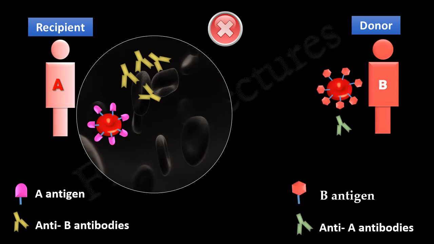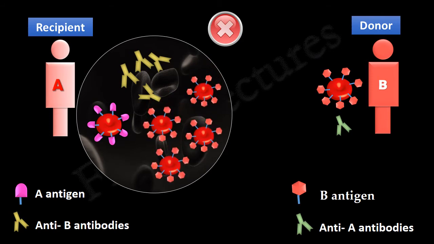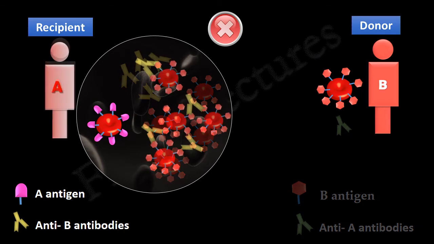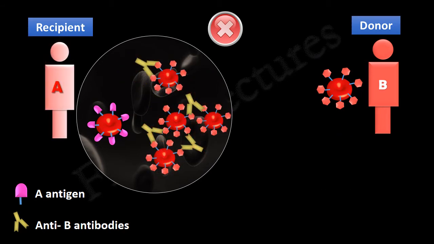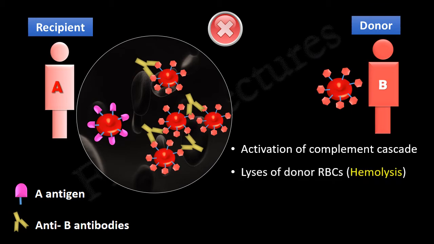Once inside the recipient's circulation, the donor's RBCs are recognized as foreign invaders. This is because of the B antigen, which is present on the donor's RBCs but absent on the recipient's RBCs. The anti-B antibodies present in the recipient's plasma recognize and bind antigen B present on the donor's RBCs. This binding may activate the complement cascade, which results in the lysis of the donor's RBCs.